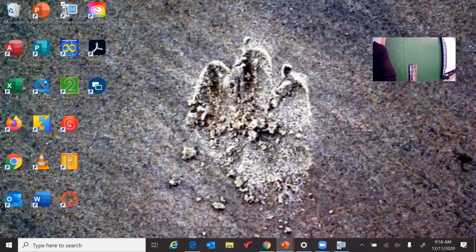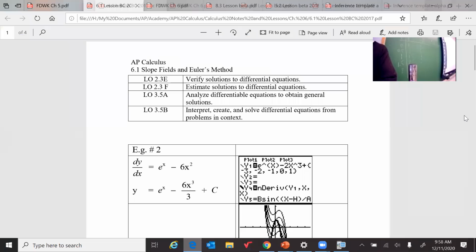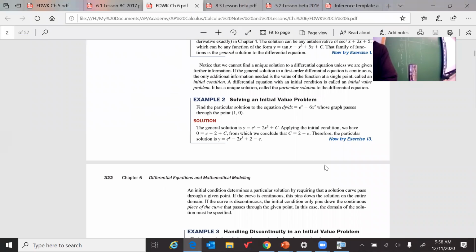To the PDF. Here's example 2 in the book. Example 2 says, this is an initial value problem. Remember 3 things today. Initial value, and we're going straight through the 10, 20 because there is no exit. Initial value, slope field, then what? Here's the initial value problem. Example 2. Find the solution.